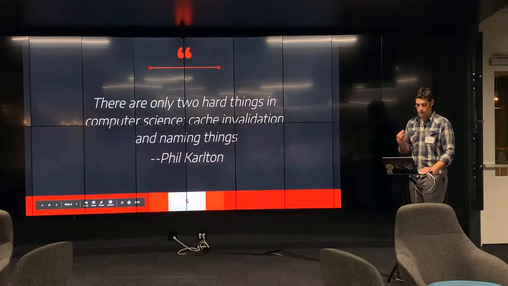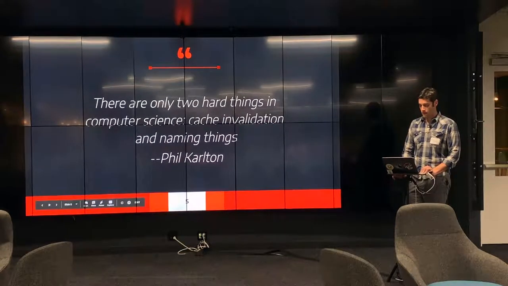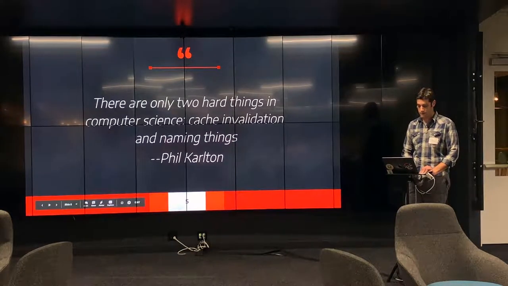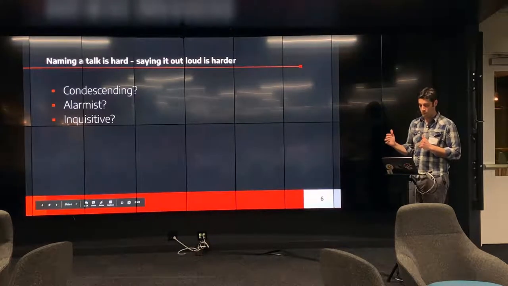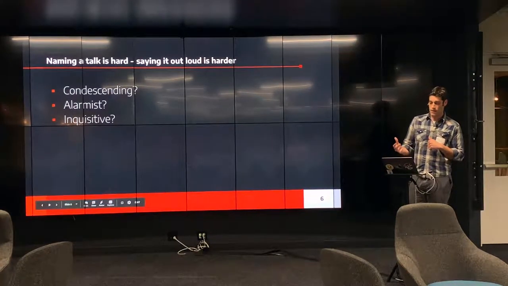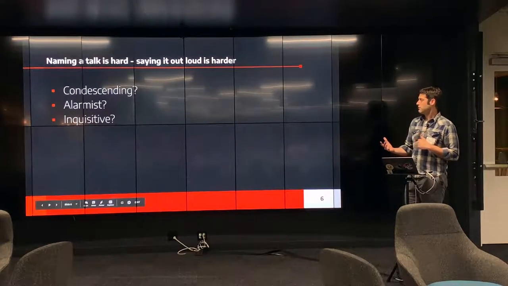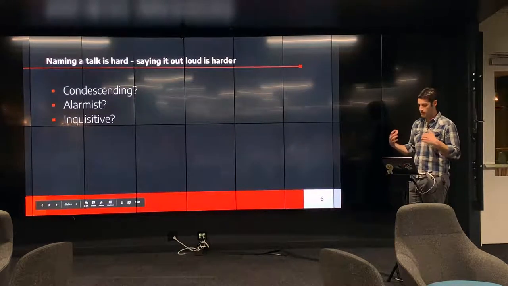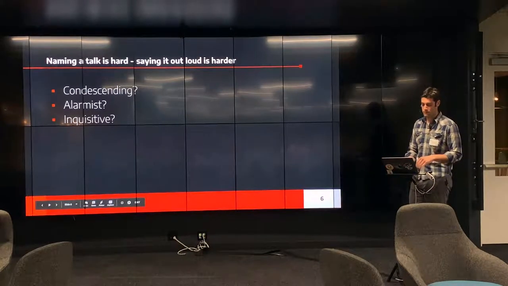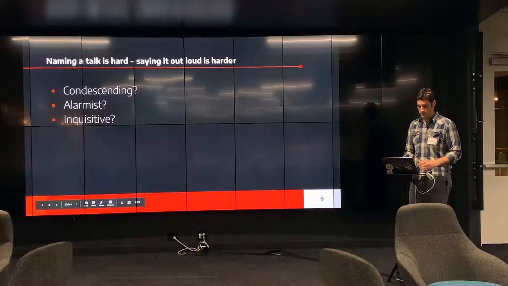So I want to start with this famous quote that I love. I think a lot of us like it. And I think it applies pretty well to conference talks too, because naming things is really hard. I wrote the abstract for it and couldn't figure out what to name it, and so I went with this. And then I was like, wait, I've got to say this out loud at some point. How does it sound? Is it condescending, like, how do you handle errors? Or is it kind of alarmist, how do we handle errors? Because we've certainly been in those circumstances. In the end, I landed on inquisitive, which is, how do we handle errors?